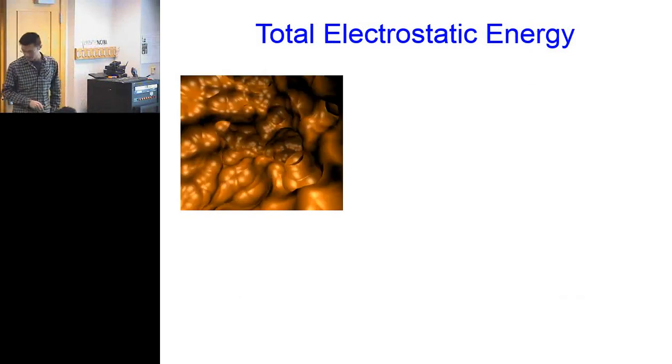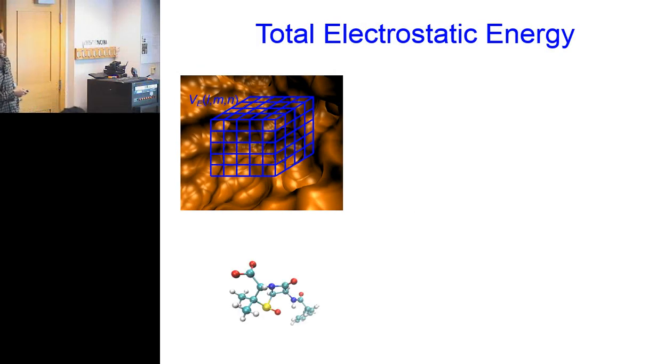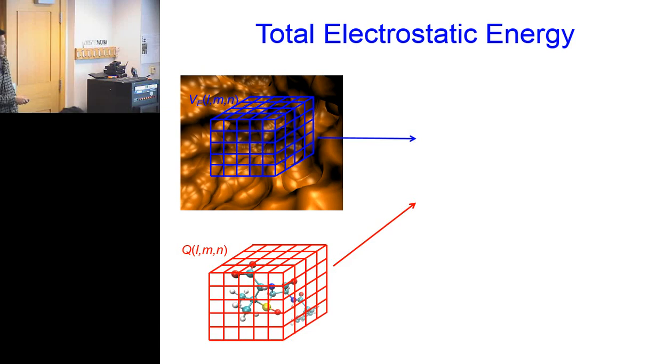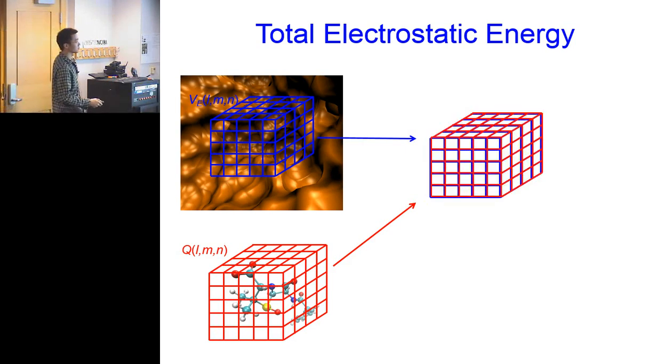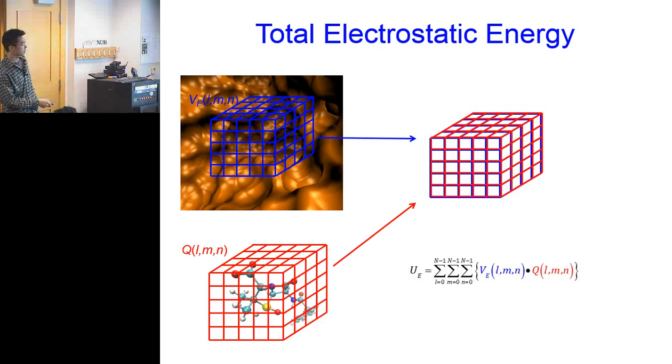The procedure is like this. This is the protein, the binding pocket, and you put a grid around this binding pocket, and you calculate the electrostatic potential on the grid. And given a ligand, you do the same thing. You distribute the charge of each atom onto the grid points. Now if they overlap like this, the energy will equal this, which is the inner product between these two vectors, right?